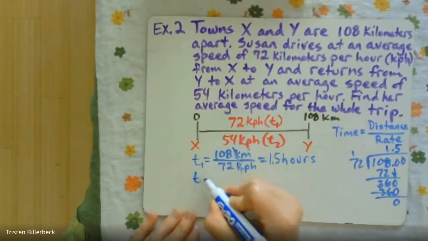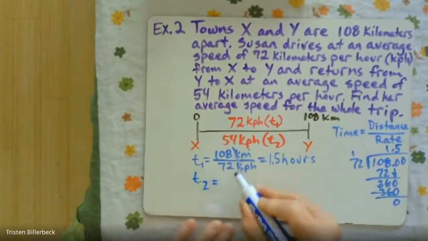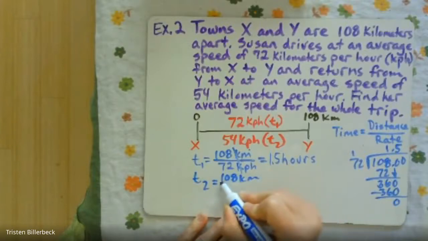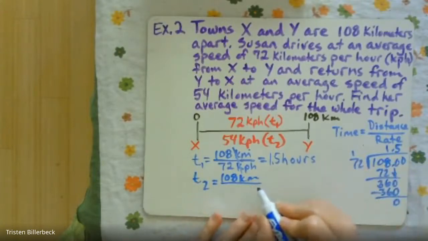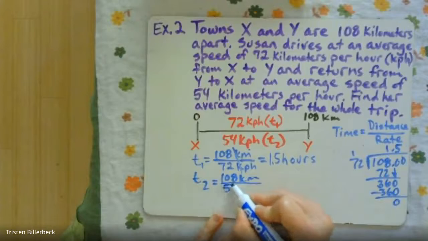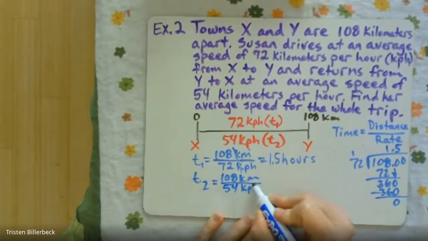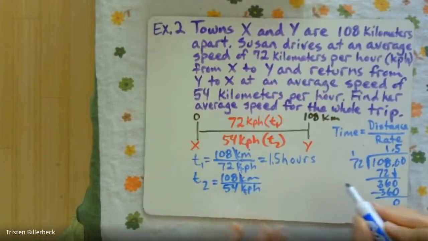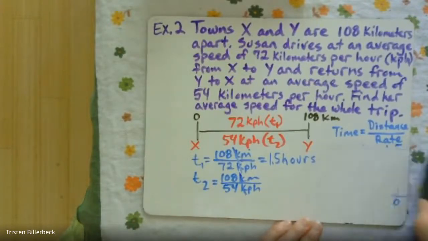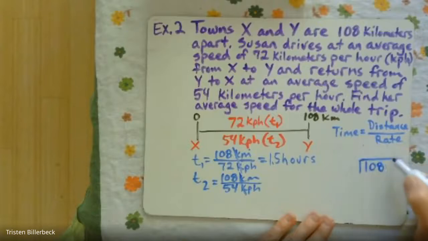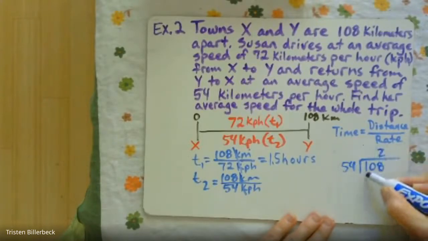Okay, time 2, we're going to take the 108 kilometers, and we would expect this to take a little longer because she's driving slower. So she's driving 54 kilometers per hour, and the kilometers cancel, so we're going to have hours again. So we have 108 divided by 54, and that's exactly 2 hours.